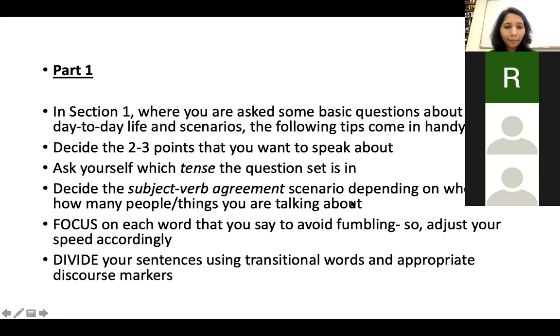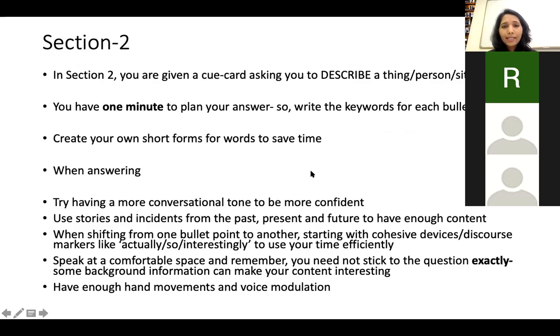Then, avoid fumbling. Instead of that you could use words like "well", "as I was telling". That is a very good way to avoid it, like even I do. Then transitional words are words like firstly, secondly, however, to add to what I was telling and all that. Those are your transitional words. Then discourse markers, we spoke about it. That's your section 1.